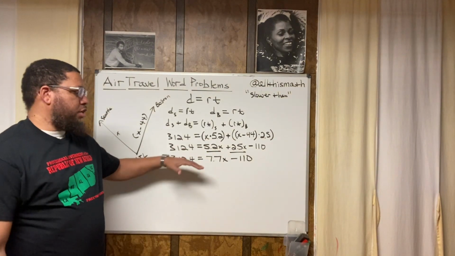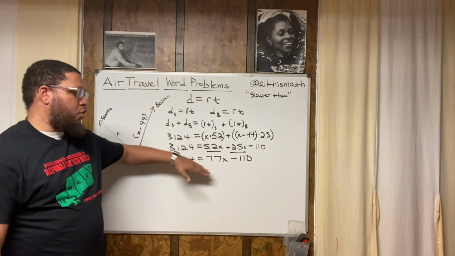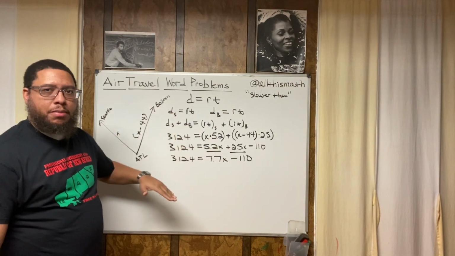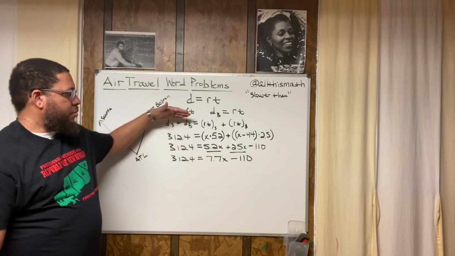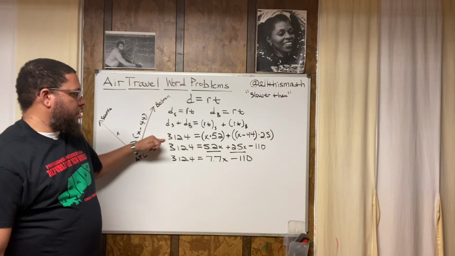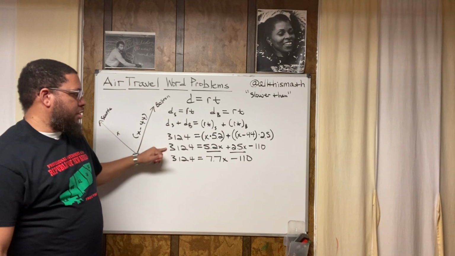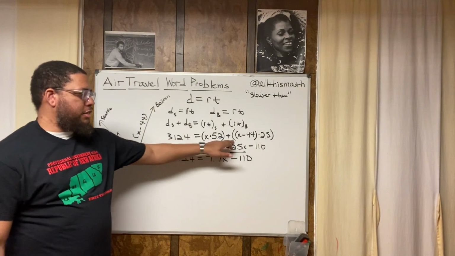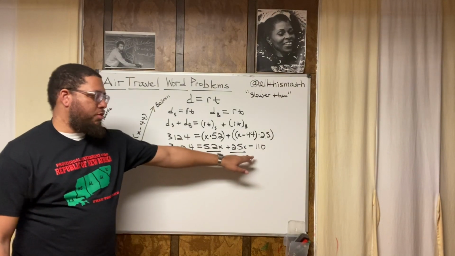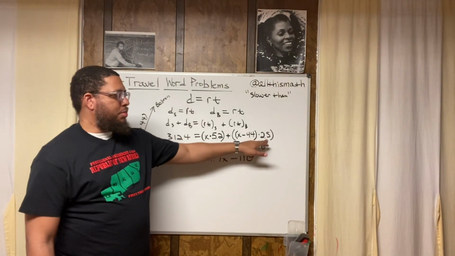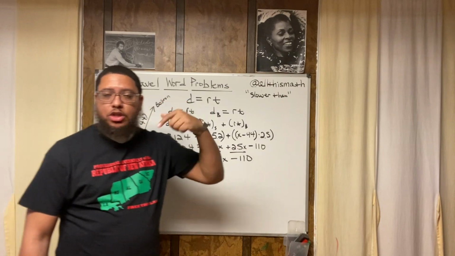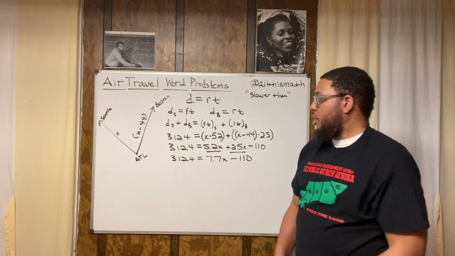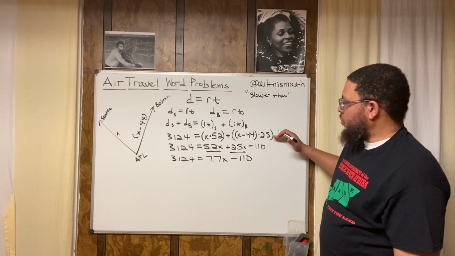As we progress through this problem, and as you should do in class or wherever you are, whenever your professor or your teacher progresses through a problem, you should always make sure you know where everything came from in the progression. As this changed from this to this, how did that happen? Where did the 7.7x come from? Adding this to this. Where did the negative 110 come from? Multiplying this by this. That's your responsibility as a student: know where everything came from from one step to the next.